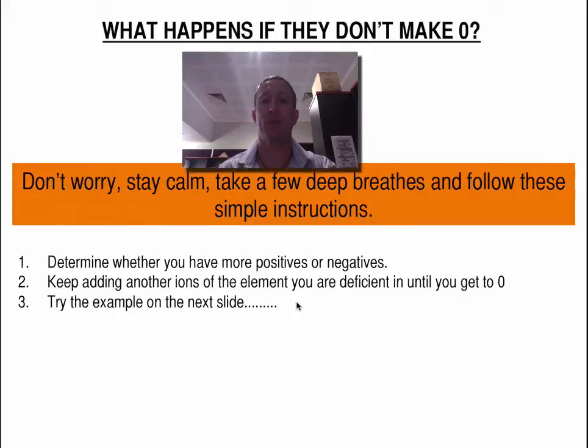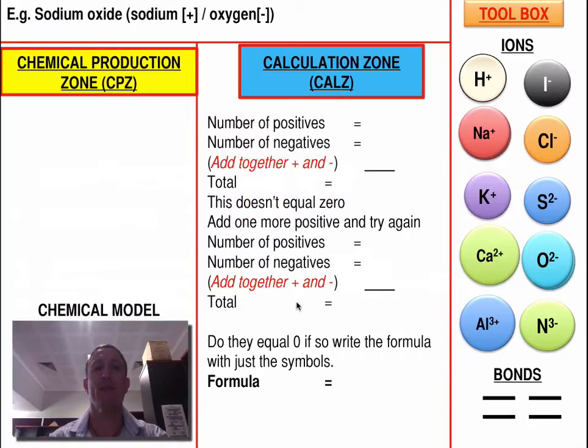Let's do an example. In this case, we are going to try and work out the formula of sodium oxide. Sodium oxide is made up of the two ions, the cation sodium and the anion oxygen. So, first off, let's copy and paste the sodium ion and place it in the CpZ. Then copy the oxygen ion and place that in the CpZ.